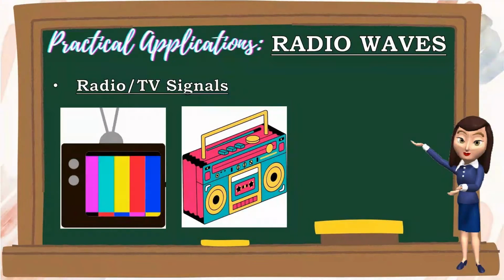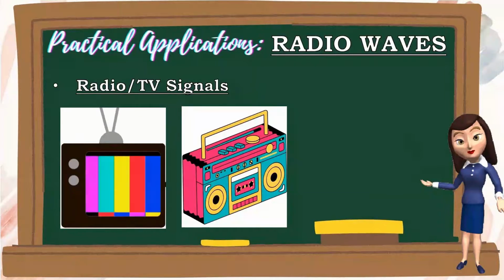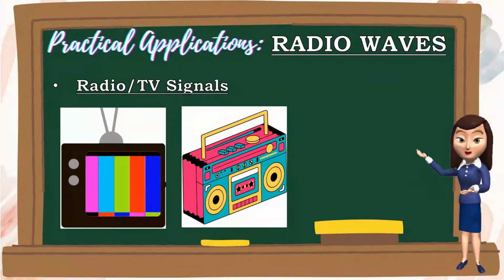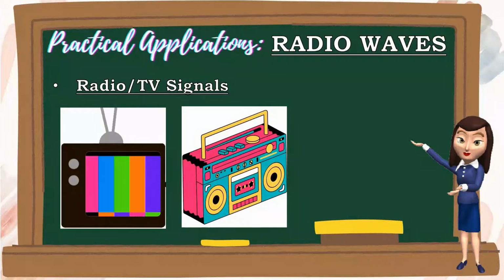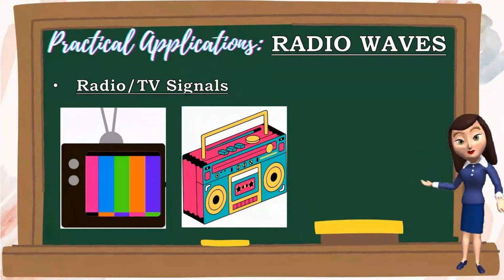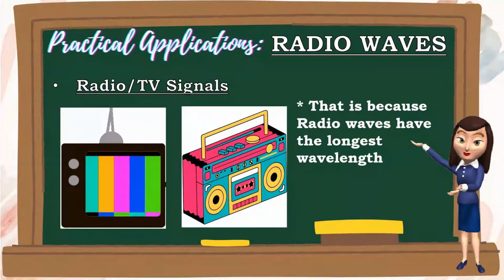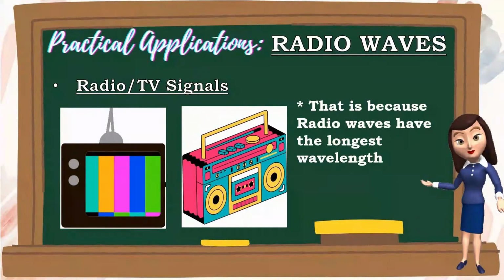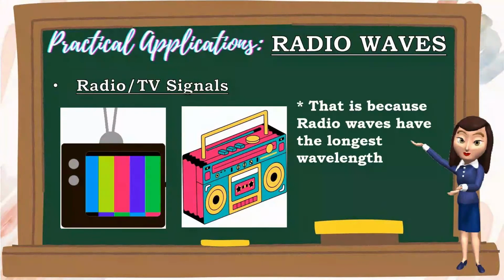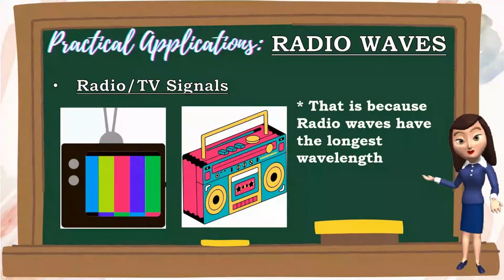First is the radio or television signals. Just like at this moment, you can listen to us right now on your radios at home, even if we are far from each other, because of radio waves. That is because radio waves have the longest wavelength in the electromagnetic spectrum. That's why they can transmit sounds or picture information over long distances.